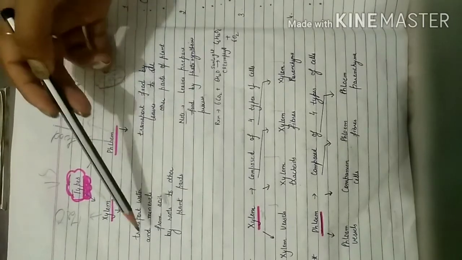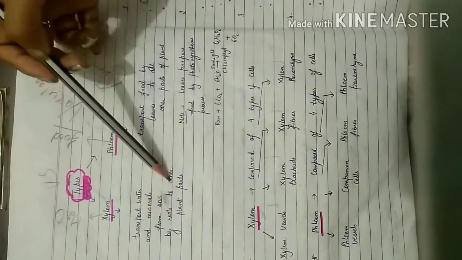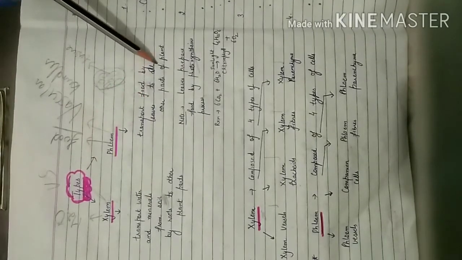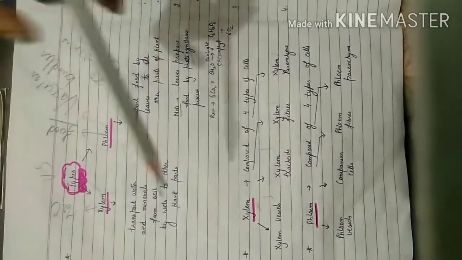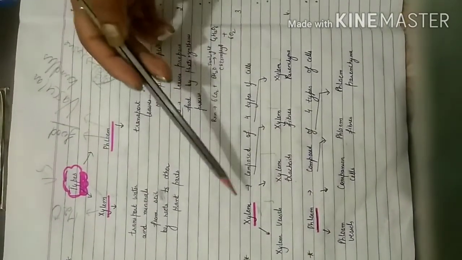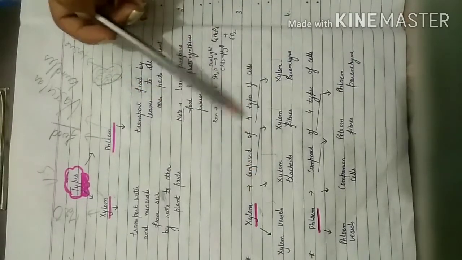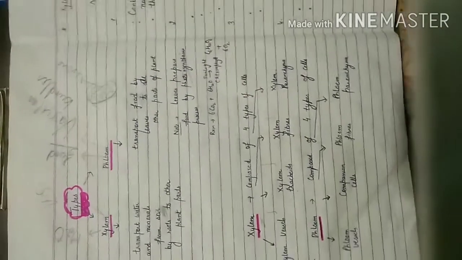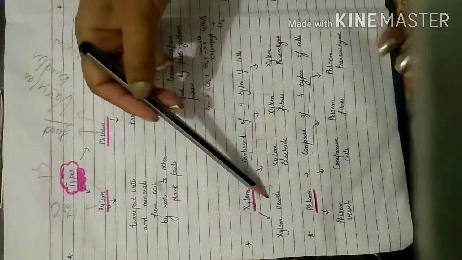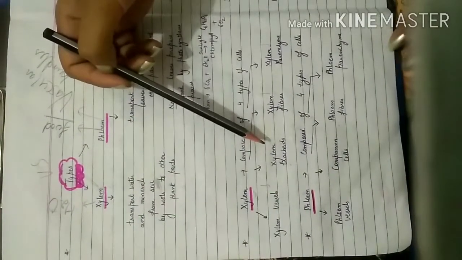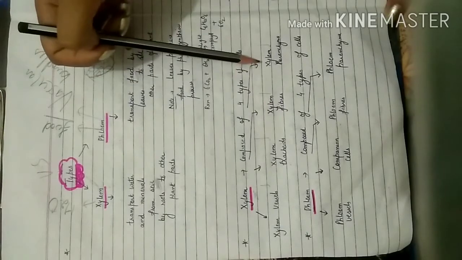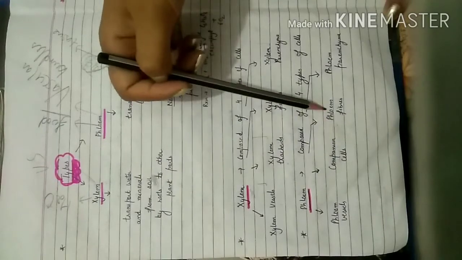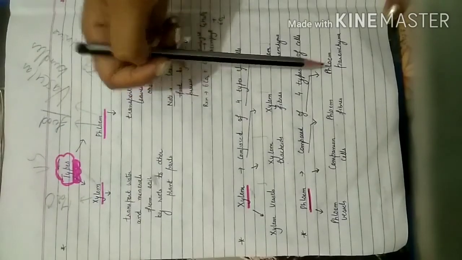Xylem transports water and minerals from the soil by roots to other plant parts, and phloem transports food made by leaves to all other parts of the plant. Xylem is formed of four types of cells and phloem is also formed of four types of cells. What are the four types of cells in xylem? First is the xylem vessel, then xylem tracheid, xylem fiber and xylem parenchyma. In phloem, the phloem vessel is there, companion cell is there, phloem fiber is there, and phloem parenchyma is there, right?